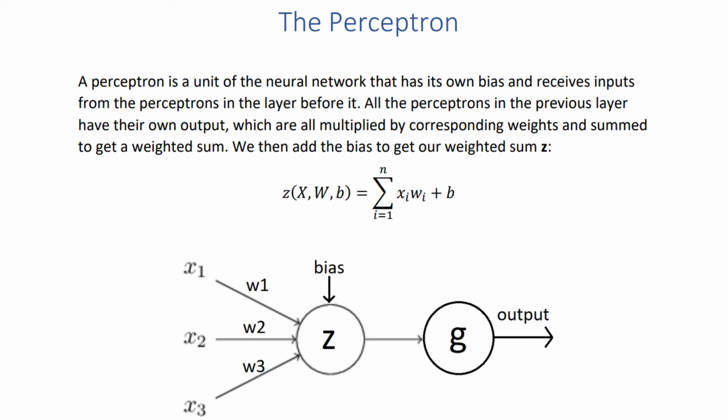The perceptron is really what's doing all the work in a neural network. It's got inputs coming from all the perceptrons in the previous layer, each with its own corresponding weight, and their products are summed to get what we call the weighted sum. And of course, that also has a bias, which is part of it. Then that gets fed into g, which is an activation function of our choice, usually the sigmoid function, and then it has its own output.